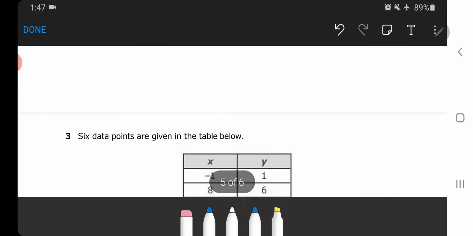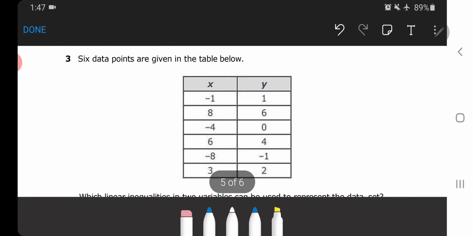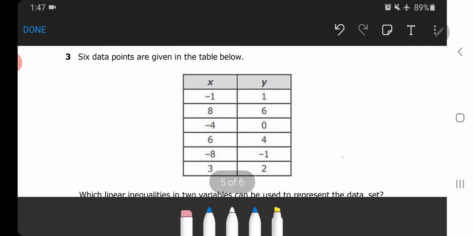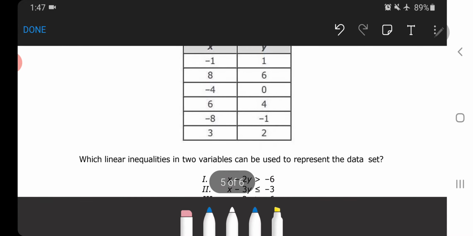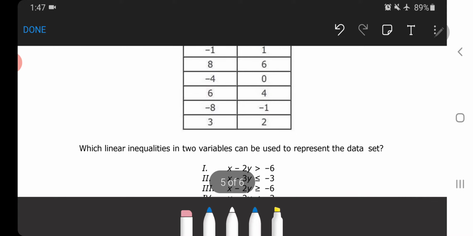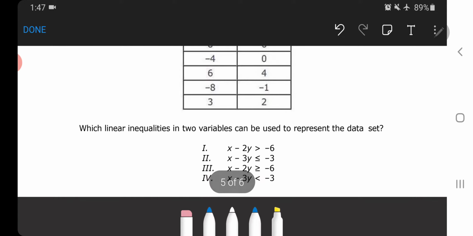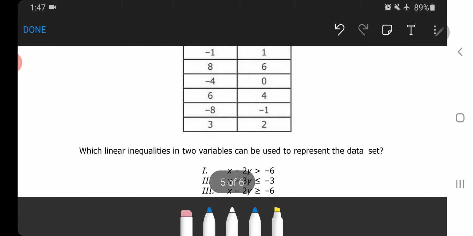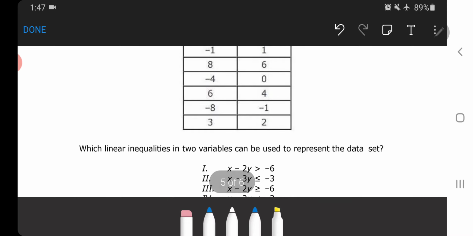All right, moving on to the next one. We've got 6 data points given in the table. Which linear inequalities in 2 variables can be used to represent the data set? Okay, this might take a little while because we need to check all these points and see if they work out.